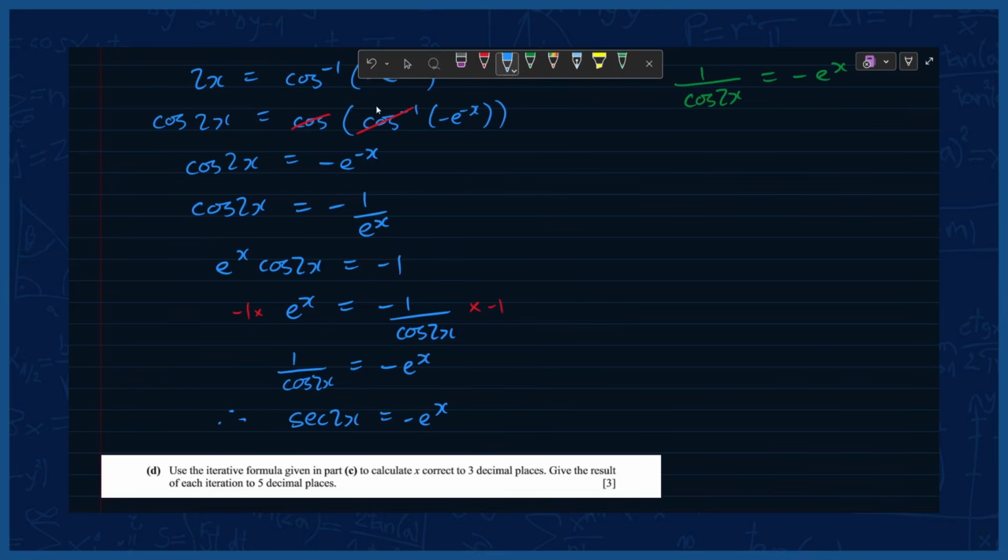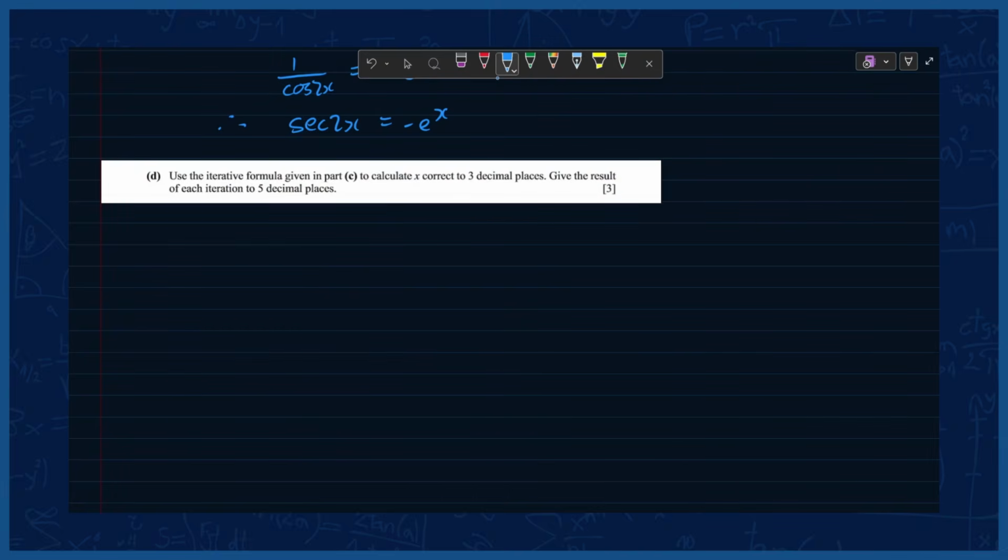Okay, and that would be our final answer. Part D. Use the iterative formula given in Part C to calculate x, correct to 3 decimal places. Give the result of each iteration to 5 decimal places.